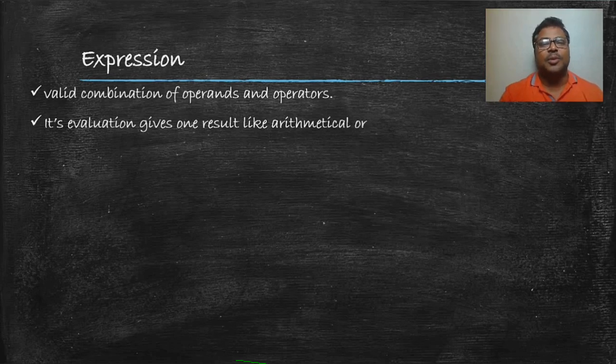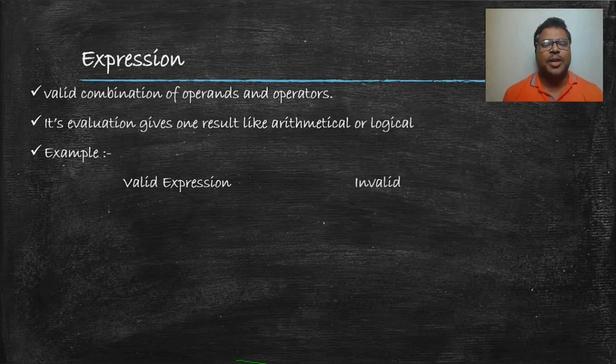Its result will be of type arithmetical or logical. That means when you do some calculation with the expression, it will give some numerical value, or otherwise it will give a true or false type of result, that means a logical result. So it is known as an expression. Now we go for an example. First we write a valid expression, and next an invalid expression.